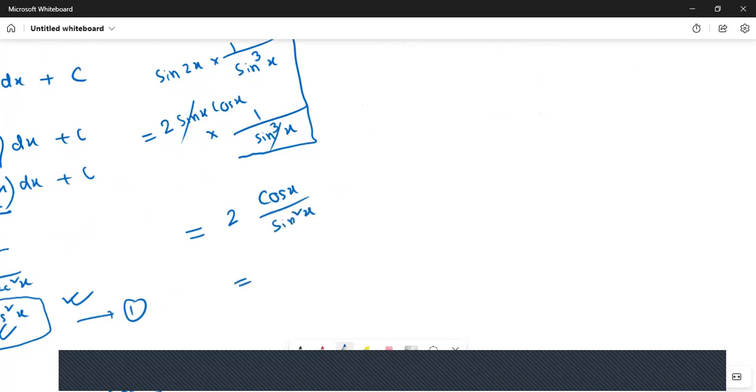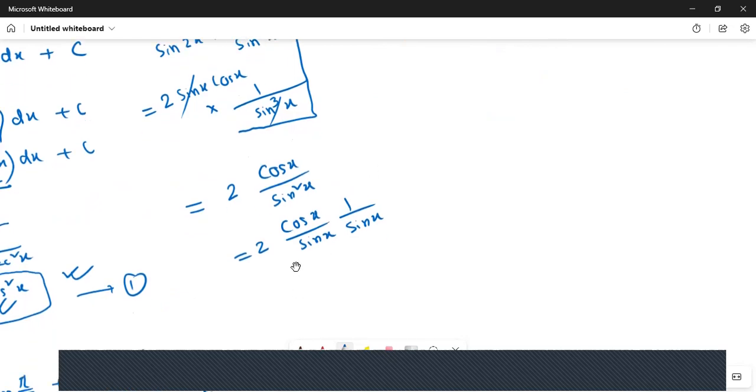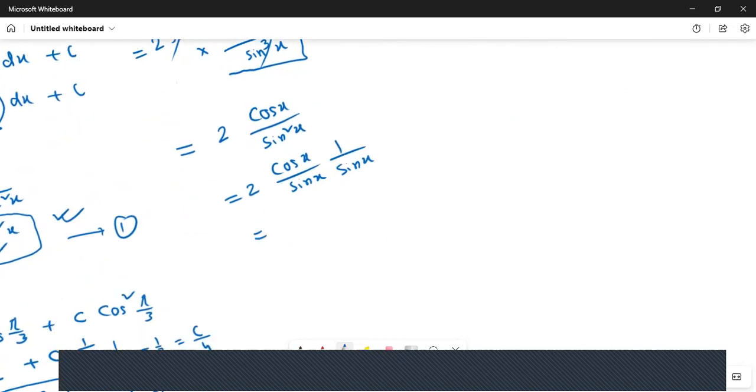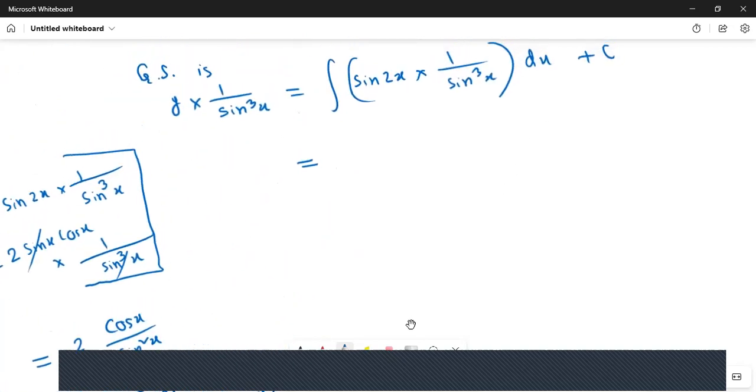Correct. So this again you can rewrite as cos x by sine x, and then 1 by sine x. So finally, what would you get? You will get 2 cot x cosec x, or you can say cosec x cot x. Yeah. So this I'm going to replace here. So in this one, I will write 2 cosec x cot x, then dx plus c.